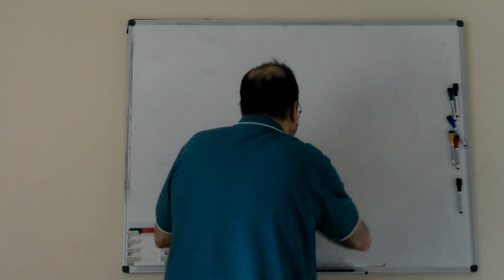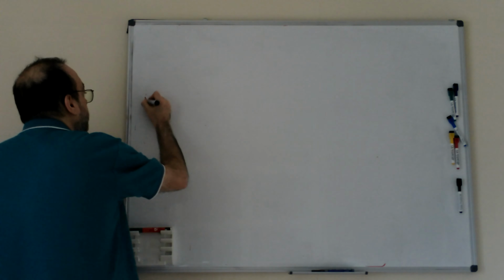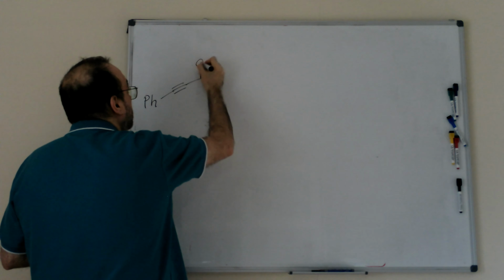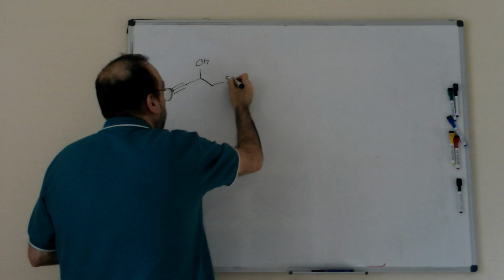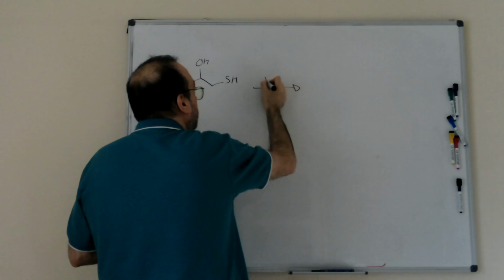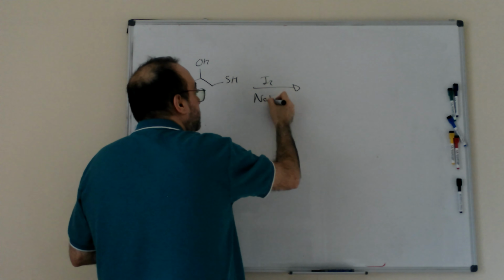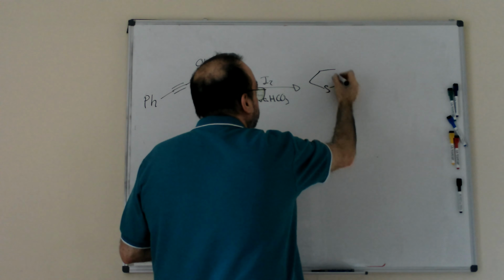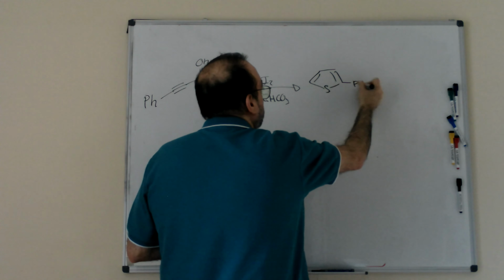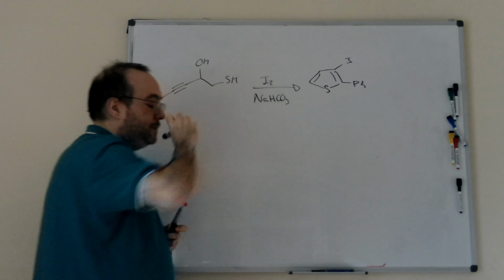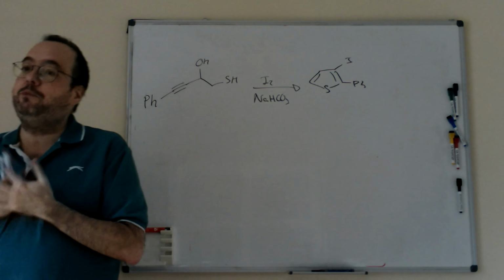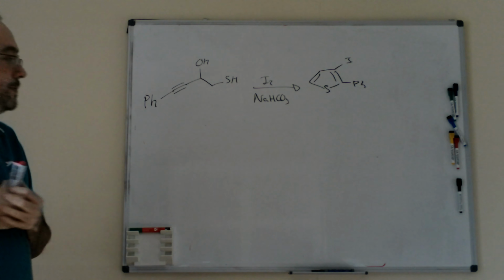In this exercise, we will play with our previous knowledge. Okay, it's a reaction that we never saw. We have this compound. We add iodide with sodium bicarbonate, and what we get is the thiophene with this substitution. We never saw this reaction to form thiophenes, but we can play with our previous knowledge, as I told you.